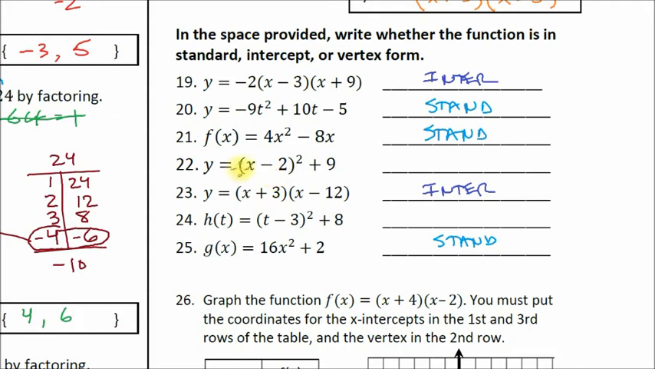Vertex form will always have a binomial that is squared. Or the way you can think about it is, it has a square, but it also has parentheses. So that means this one has to be vertex. And then this one again has a binomial squared. That means it's vertex form.